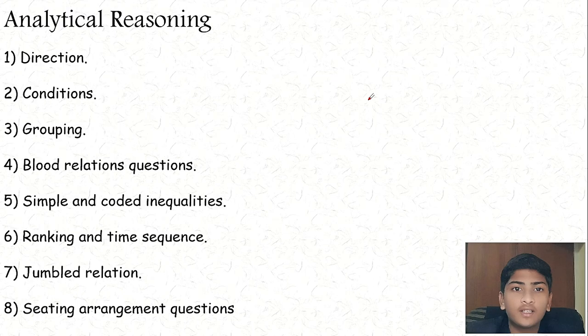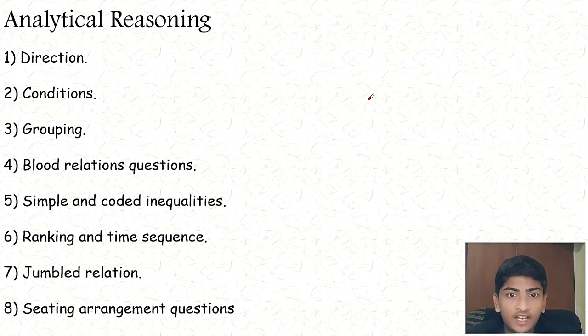Next, analytical reasoning. Analytical reasoning contains directions. It means they'll give some distance to go and you should find the final direction and the initial direction. And conditions: they'll give some conditions and we should follow them and find the solution. Next, grouping. They'll give different numbers and different letters, and we should make them into groups in some format.